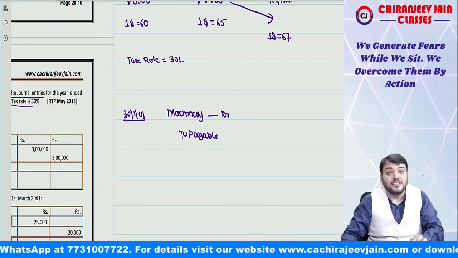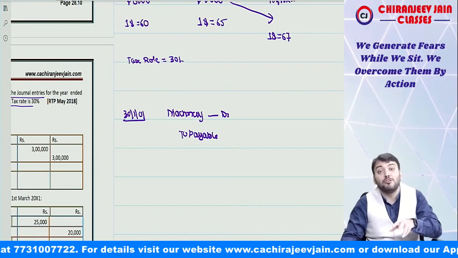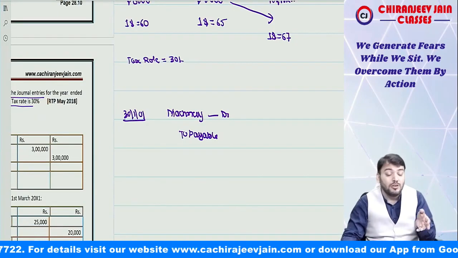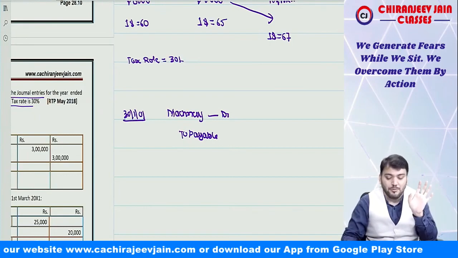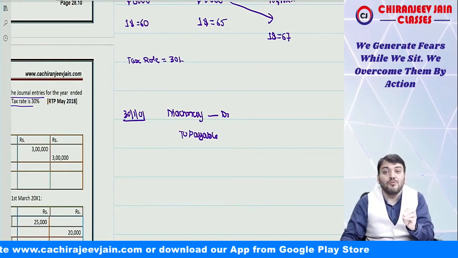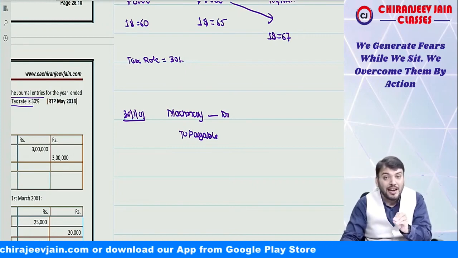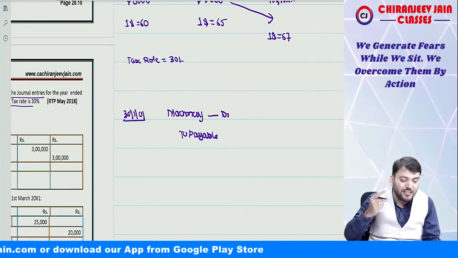In your suggested answer, they have written trade receivable, machinery account debit to trade receivable. I have never understood how they can write trade receivable. It is payable. They don't know what to write in a suggested solution. I hope you are understanding my feeling.